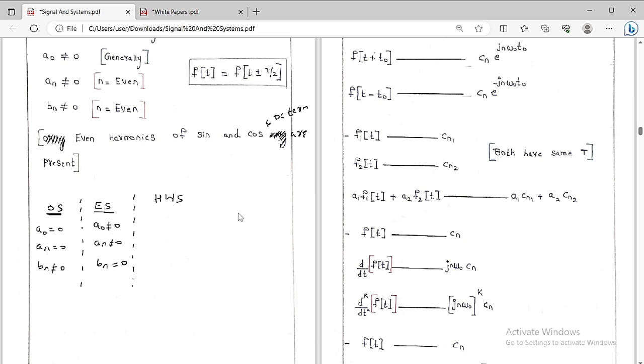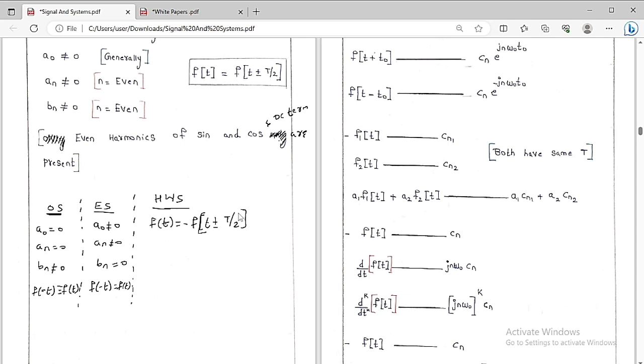Half-wave symmetry means the condition is f of t is equal to minus f of t plus or minus T by 2. This is the point you have to remember. For an odd signal, f of minus t is equal to minus f of t, everything minus. For an even signal, f of minus t is equal to f of t. So for half-wave symmetry, the condition is f of t is equal to minus f of t plus or minus T by 2.